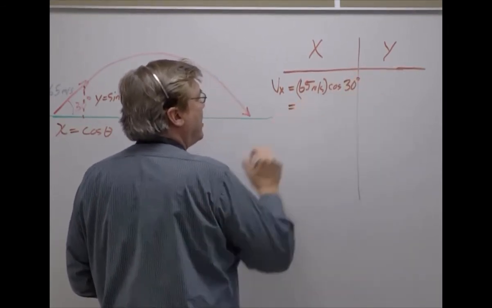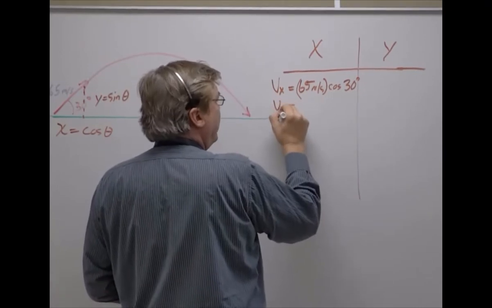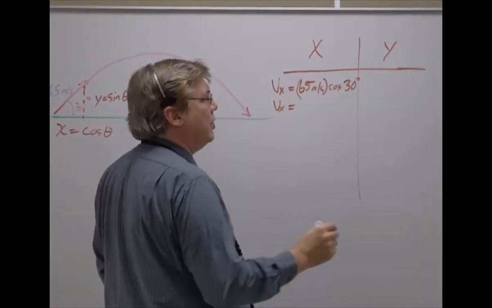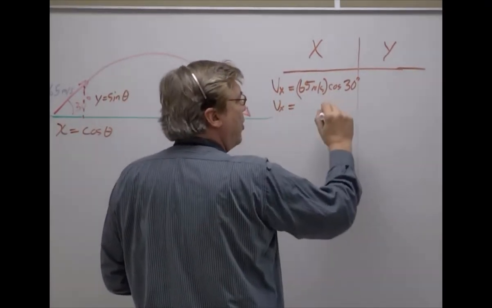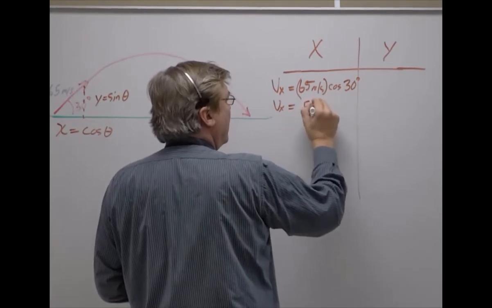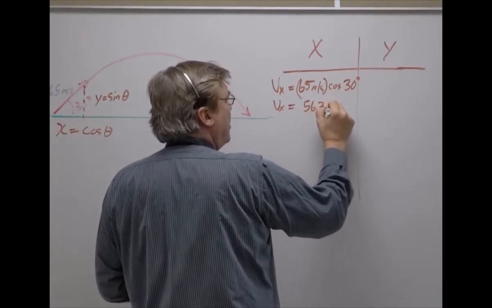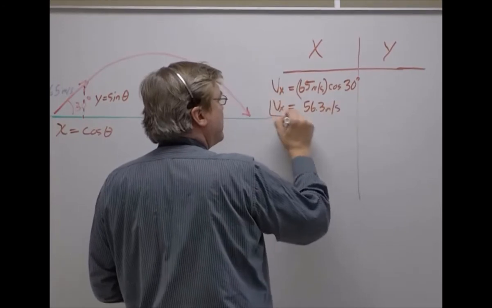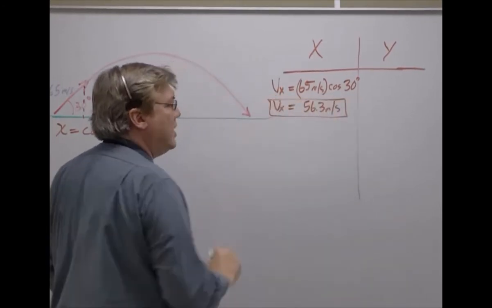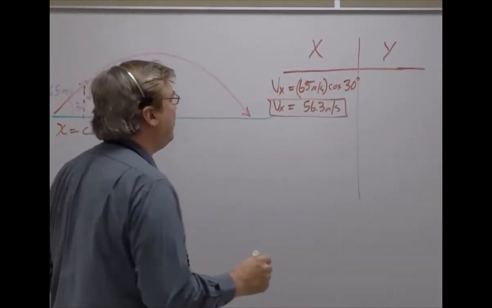And if I plug that into my calculator, I'll find that Vx is equal to 56.3 meters per second. So that's my initial velocity in the x direction.